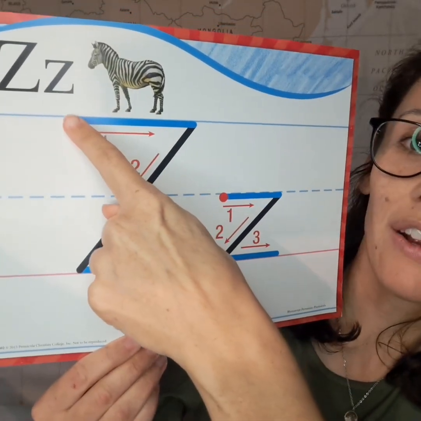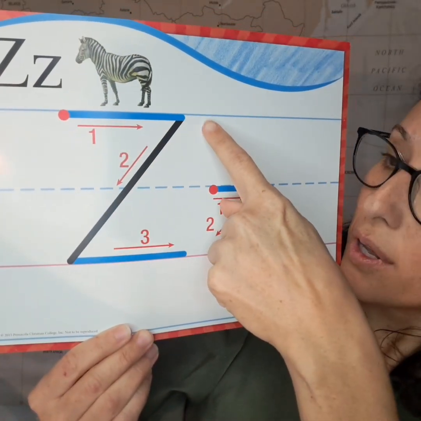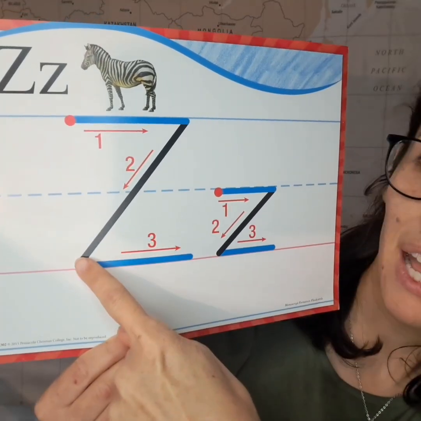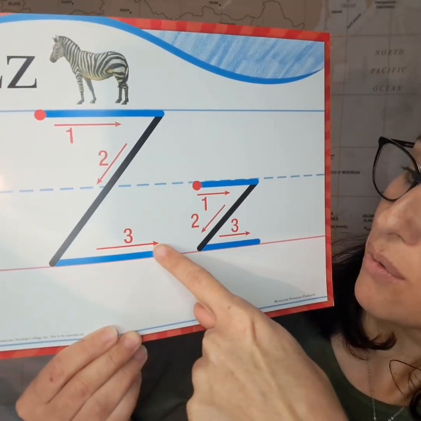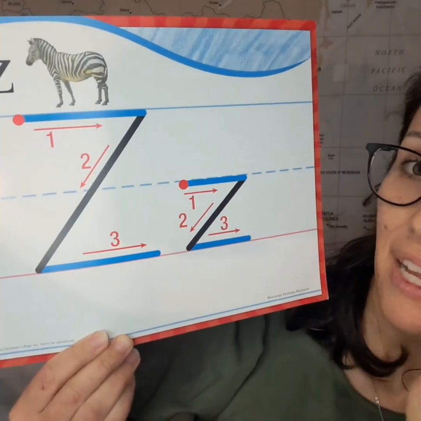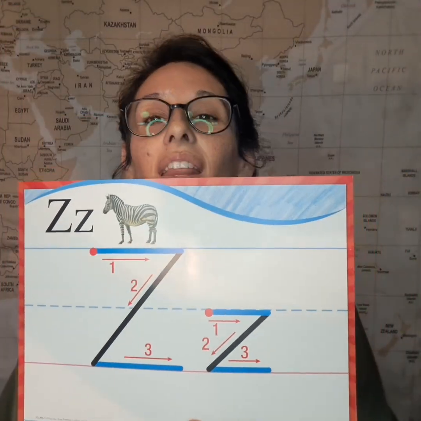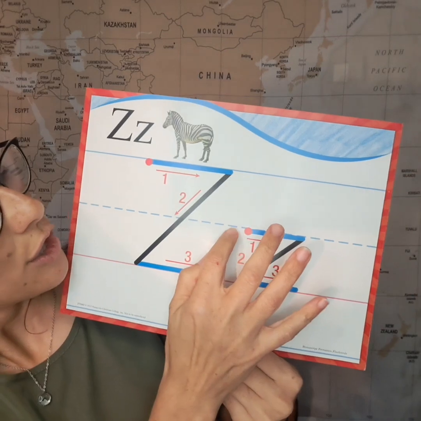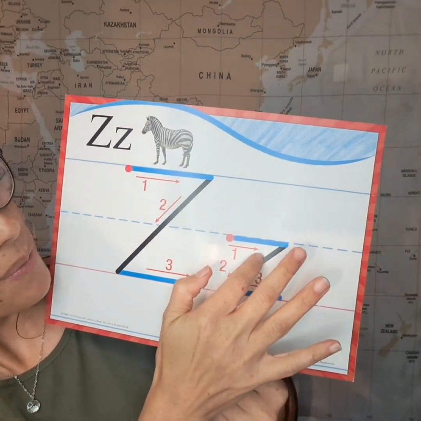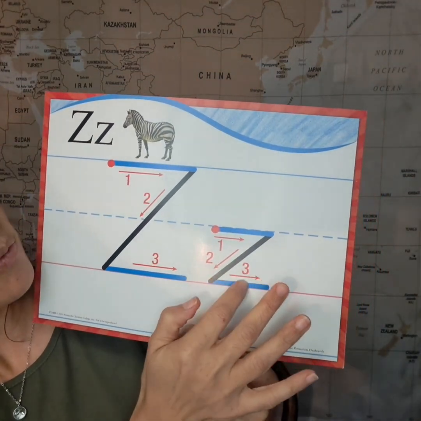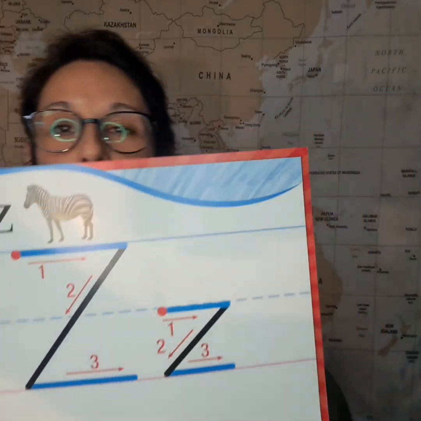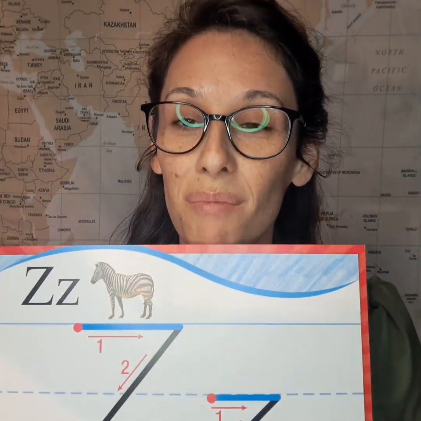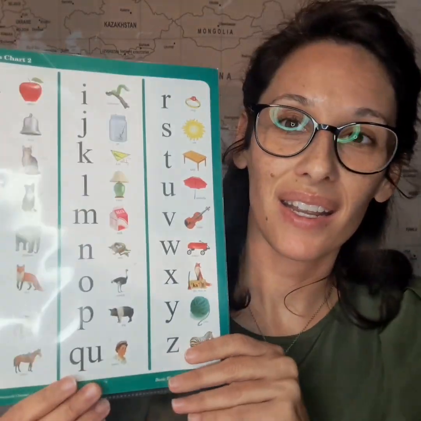Okay, you start here, forward, down to the red line, forward. That's a capital Z. And then the lowercase z, you start at the dotted line. You move forward, back down to the red line, and then straight forward. Capital Z and lowercase z are pretty much the same. Okay, let's say the alphabet.